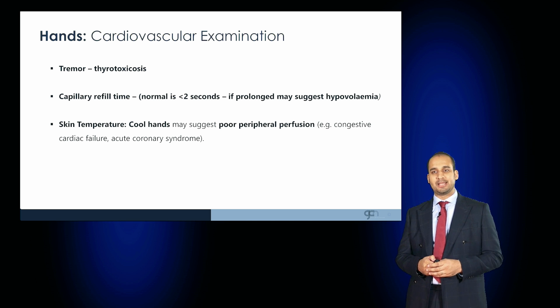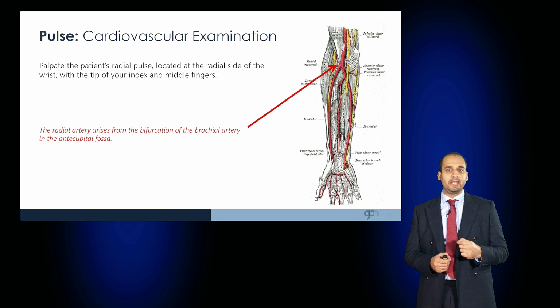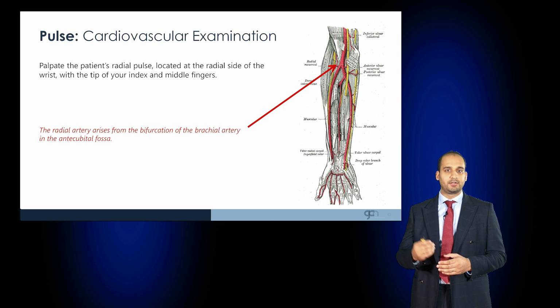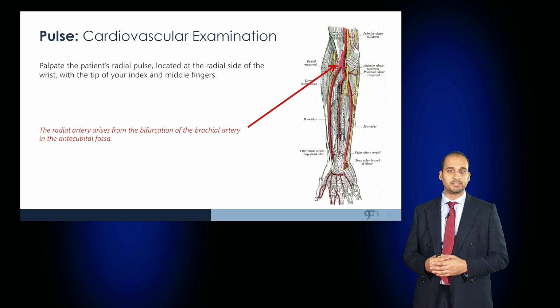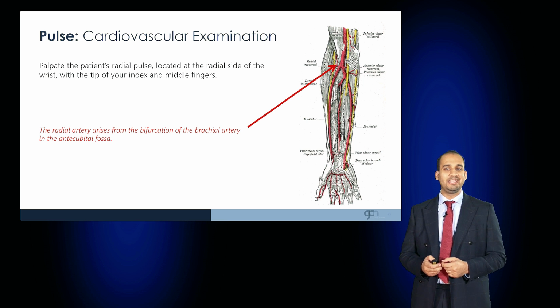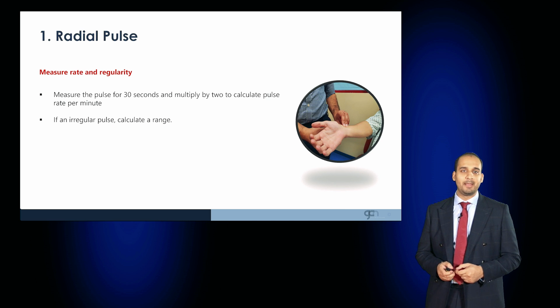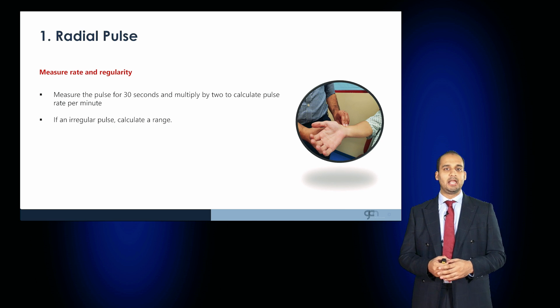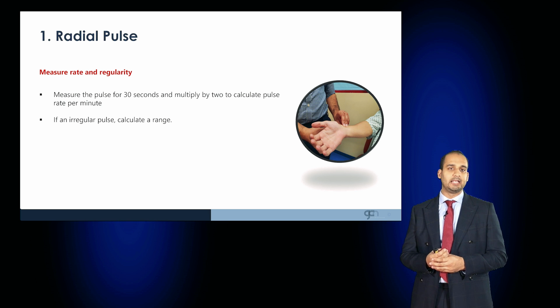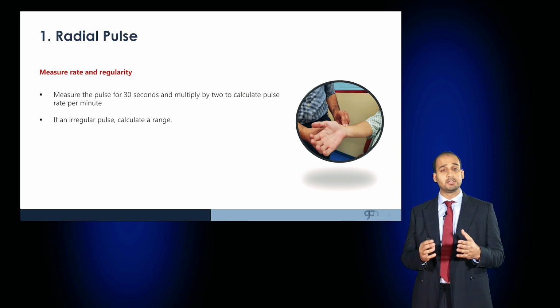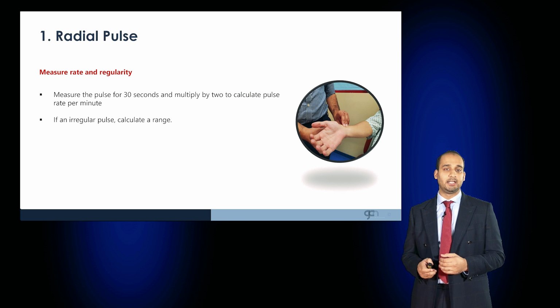Move on to examine the pulse. Palpate the radial pulse. The radial artery arises from the bifurcation of the brachial artery in the antecubital fossa. Use the tips of your index and middle fingers. Measure the rate and regularity. Measure for 30 seconds and multiply this rate by 2 to calculate the pulse rate per minute. If the pulse is found to be irregular, calculate a range.